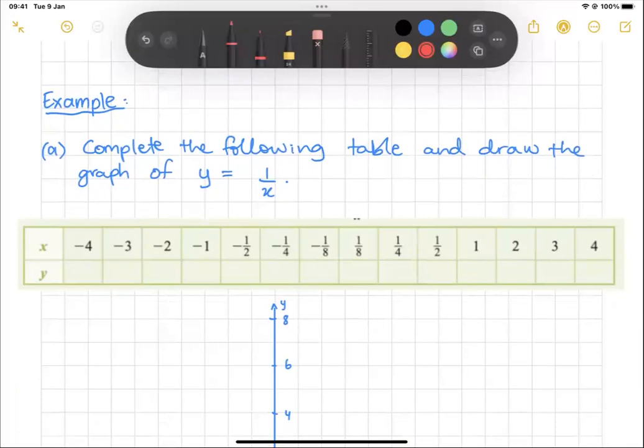Okay, got a table of values, and I'm going to just put my x values into my equation. To put it into your equation, it would look like this. 1 over -4. That will result in -1/4, -1/3. You can use the calculator as well. Okay, this is just calculator work. This is -1/2, -1.